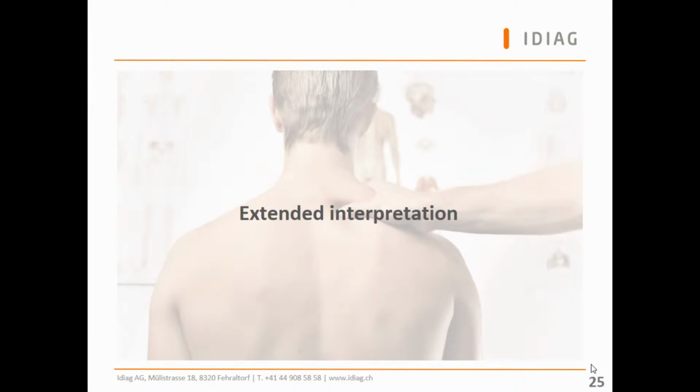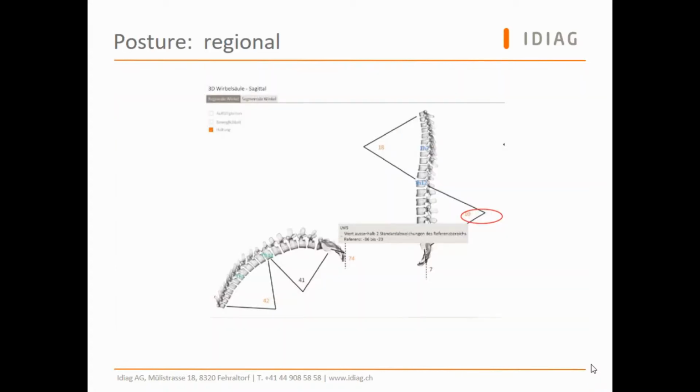On the following slides, you find some guidelines for helping you with the interpretation of your recordings. Posture is in the Idiag M360 software indicated by numbers. A positive number means a kyphosis, while a negative number means a lordosis.